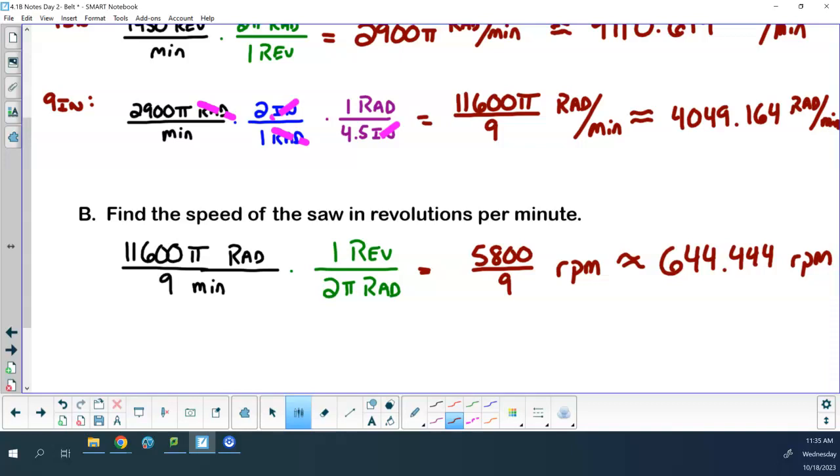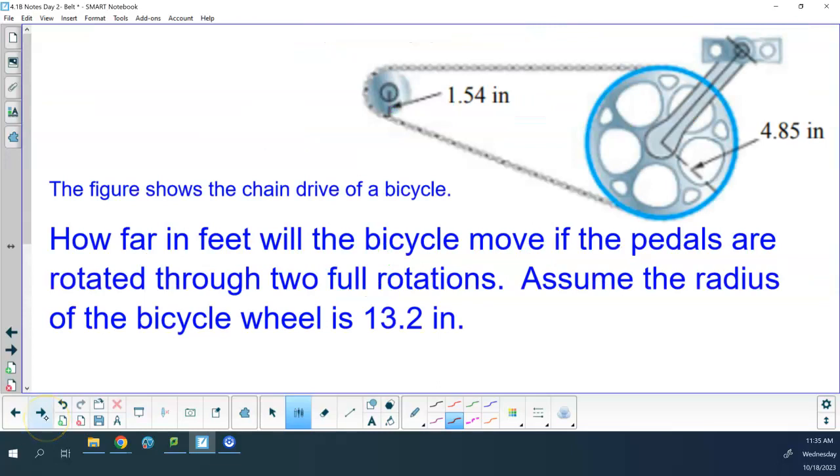Okay. Questions, comments, concerns, clarifications? Chain drive on a bicycle. Okay. How far in feet will the bicycle move if the pedals are rotated through 2 full rotations? Assume the radius of the bicycle wheel is 13.2 inches.